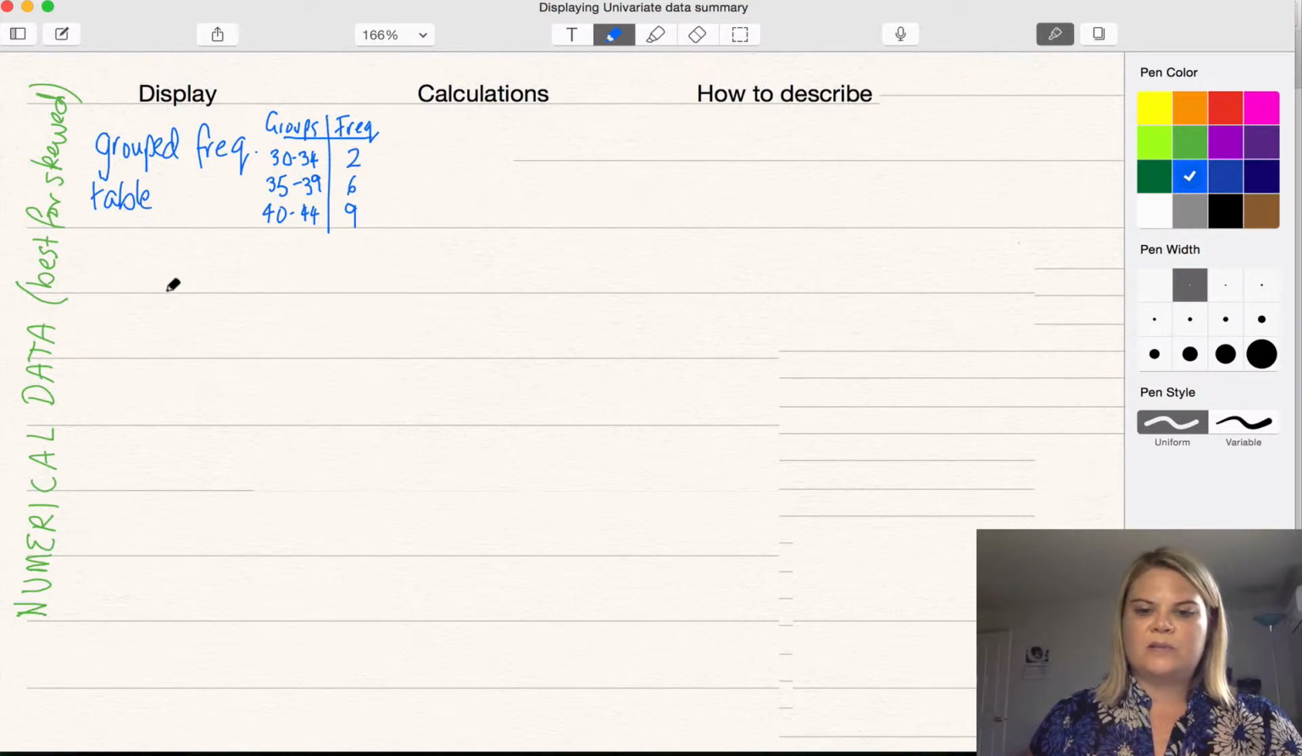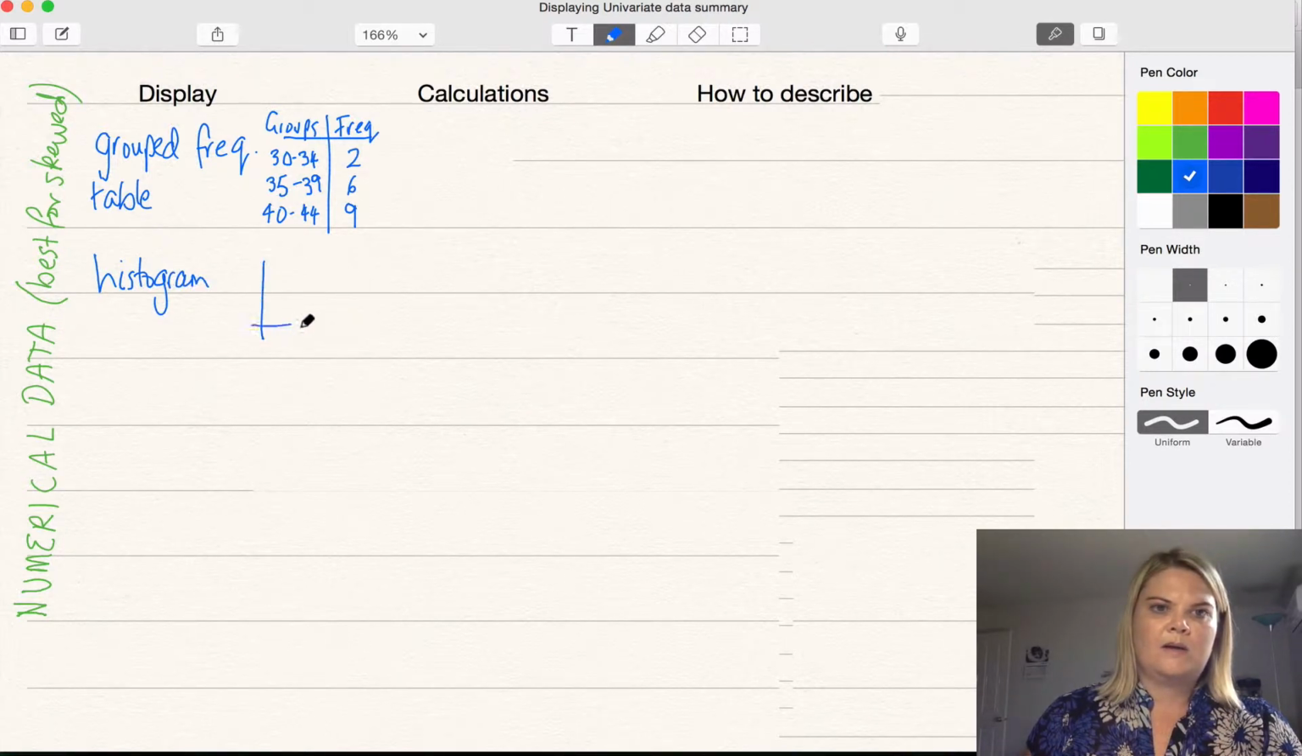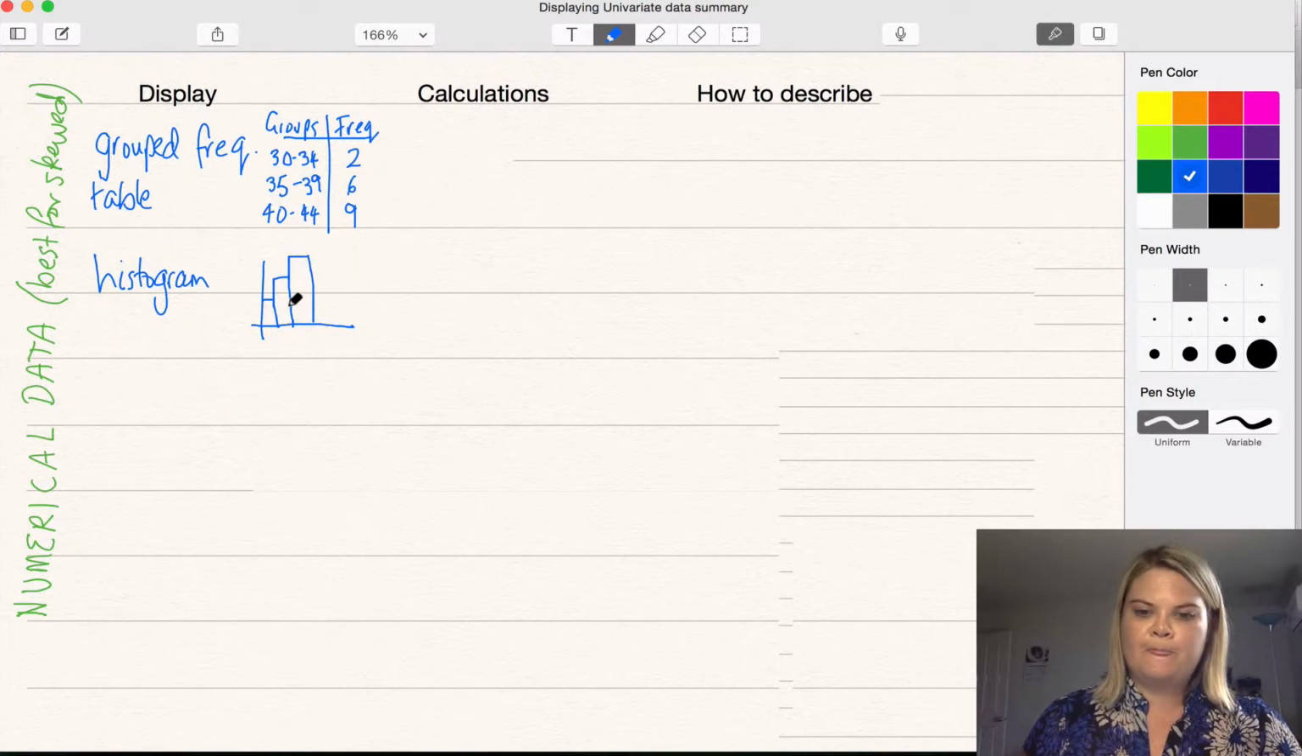Second way we can display numerical data is using a histogram. And that's just like a bar chart, but this time there are no gaps. So all the bars are squished up next to each other.